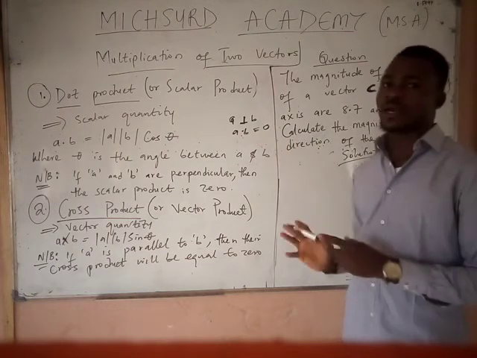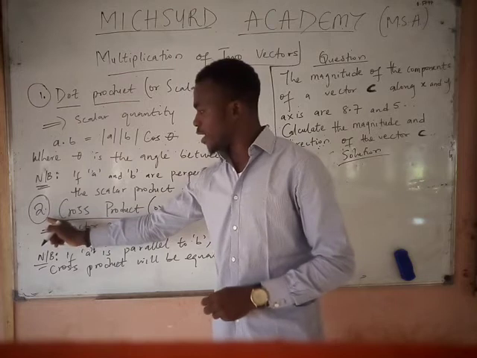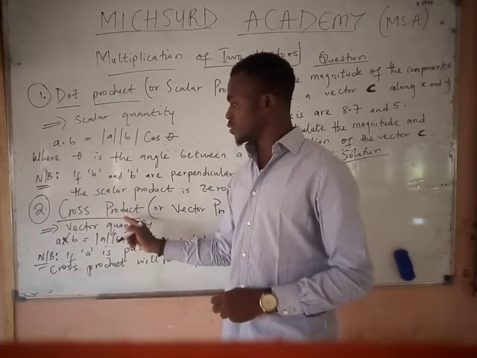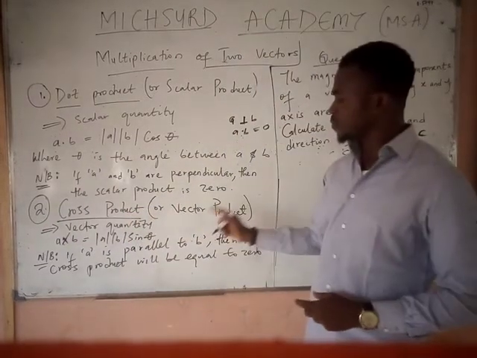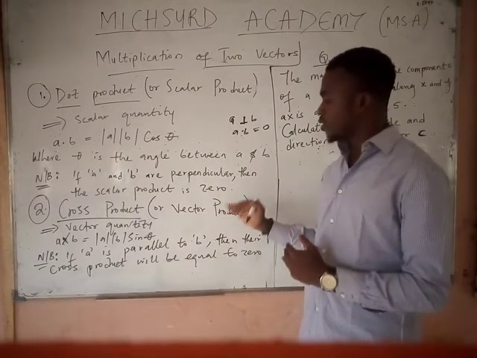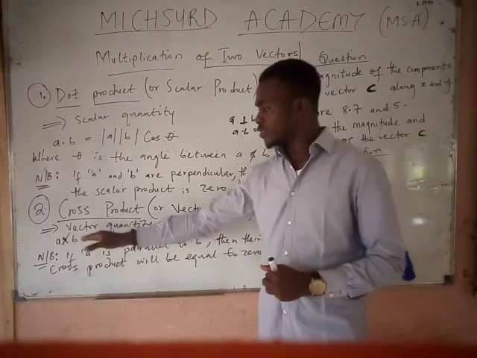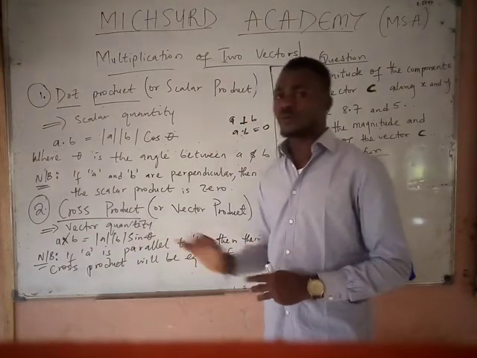So that is for the dot product, and this is a typical exam question. Now the next one we have is the cross product. We refer to the cross product as the vector product, because its result is always a vector quantity.